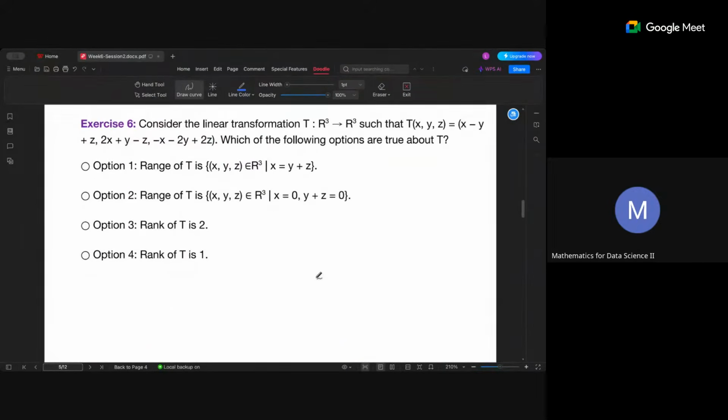Consider the linear transformation T from R3 to R3 such that T of x comma y comma z is equal to some transformation that is given. Which of the following options are true about T? Okay. So in that case, we need to understand what this transformation does. So how to understand this? We need to understand what the image is. What is the relation between these three coordinates?